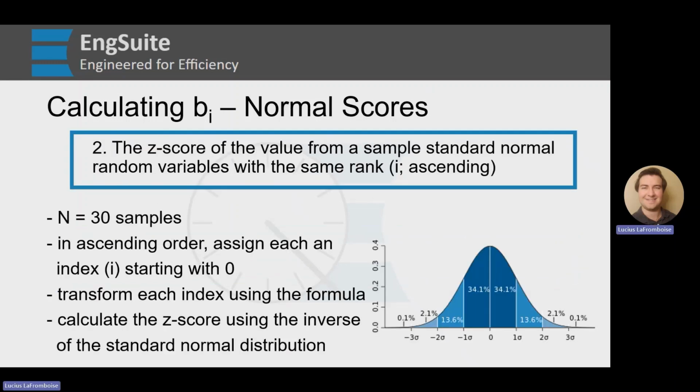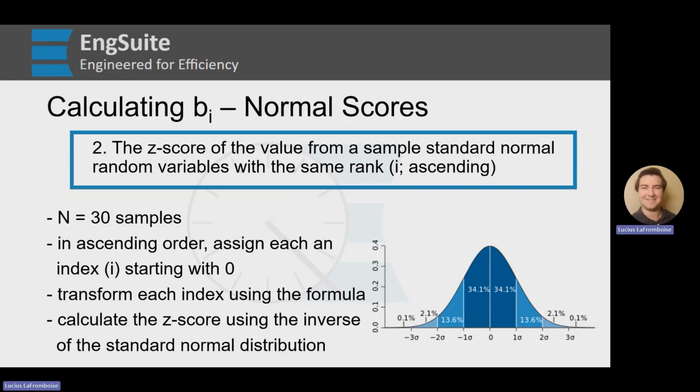So let's break this down a little bit. The z-score of the value from a sample standard normal random variable with the same rank. So let's say we have n equals 30 samples in ascending order, and we assign each an index starting with 0. So the lowest sample would be index i equals 0, and the largest sample would be index i equals 29.